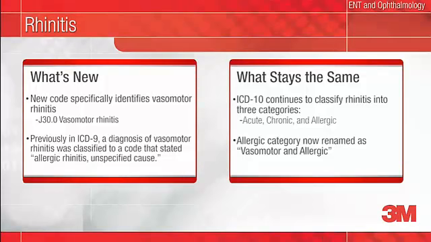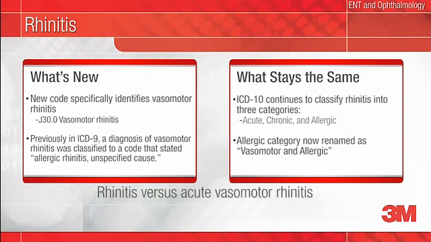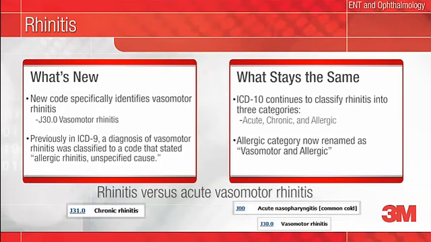Remember, the more specifically you document your patient's condition, the better the story you tell. Take, for example, a diagnosis documented as rhinitis versus a diagnosis documented as acute vasomotor rhinitis. Which story is better? On screen, you see that code J31.0 for chronic rhinitis is reported when you document only rhinitis. Rhinitis defaults to chronic rhinitis, versus J00 and J30.0 when you document acute vasomotor rhinitis.